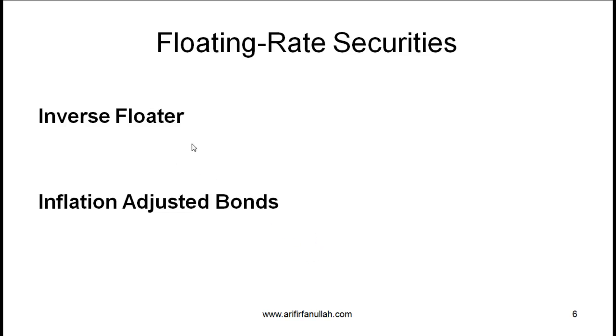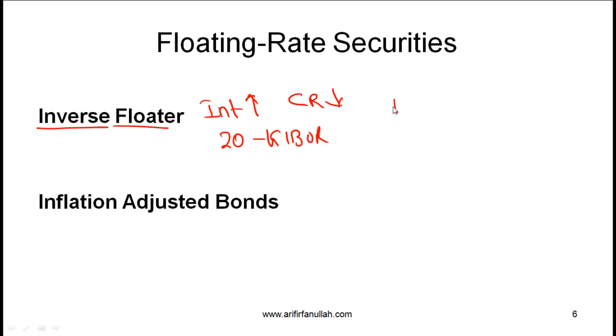More on floating rate securities. We can have a security with a coupon rate, or we can have a security called an inverse floater. Inverse floater means that as interest rates go up, the coupon rate comes down. How can this happen? We might have a formula such as 20 minus CIBOR. So the idea being that, again, for every period we look at CIBOR at the start of the period.